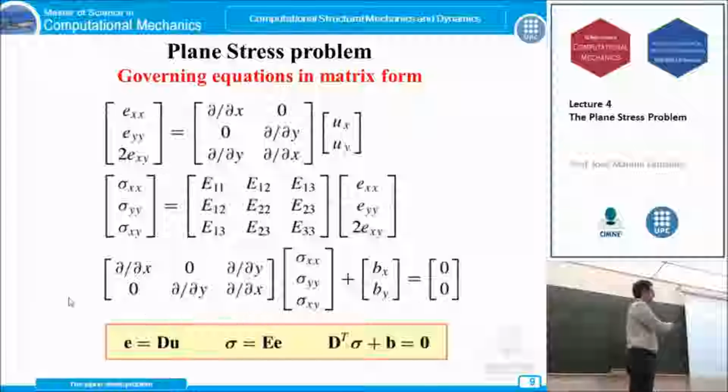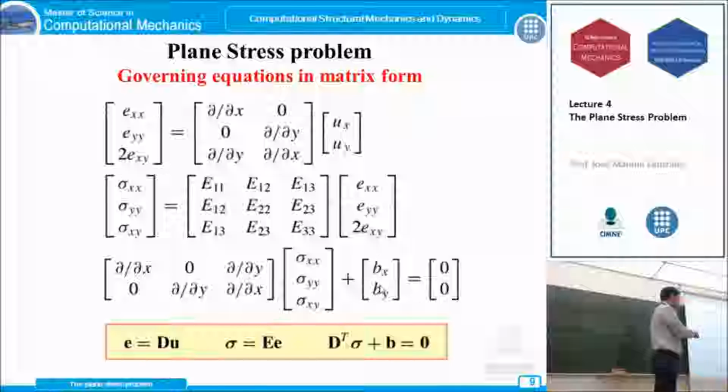We have a constitutive law which relates the stresses and the strains. We assume the linear elastic theory, so these 9 components of this matrix will be the ones according to Hooke's law relating stress and strain, and these are the constitutive law. And we have the equilibrium equation, same as in the bar element, which relates these derivatives of the stresses and these body forces.